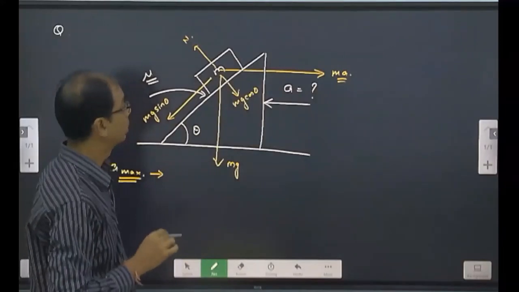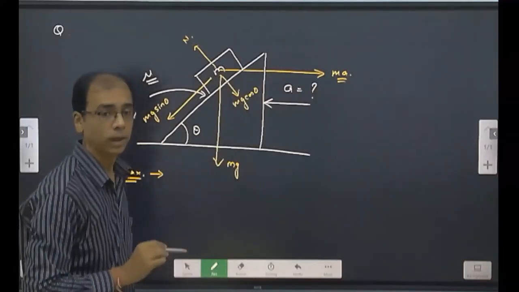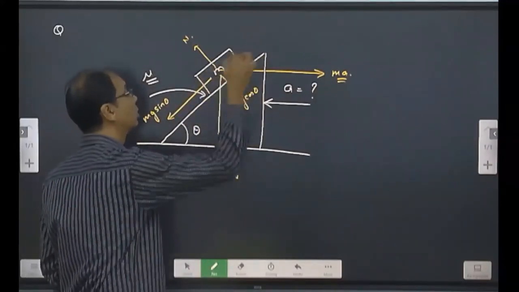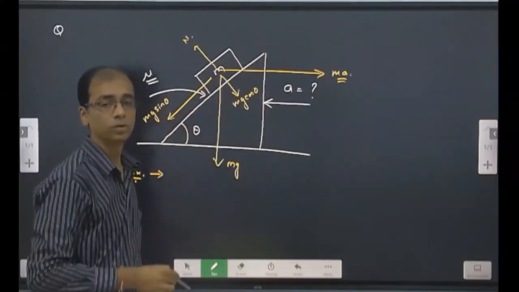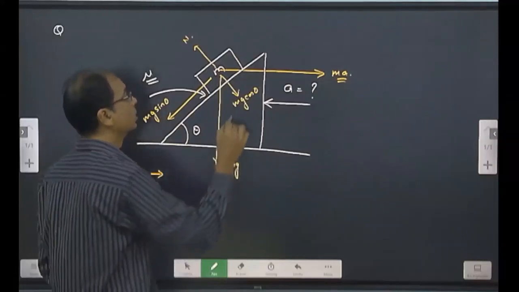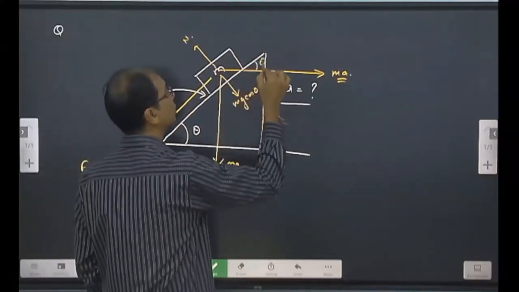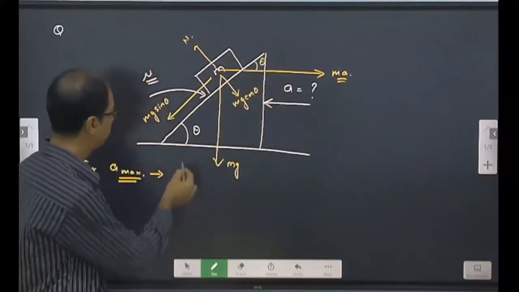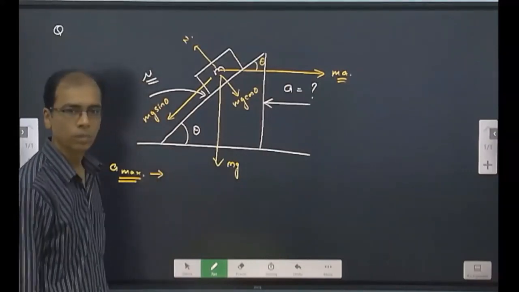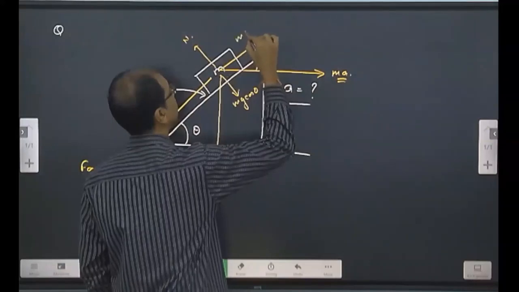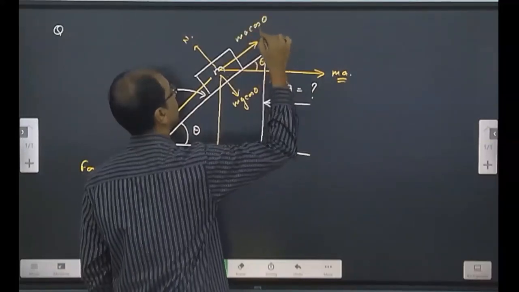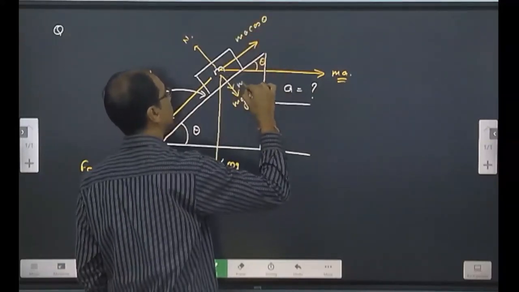Okay. Now its components we have to see. Why components? Because this block is going to go along the plane. So we need to know what component of the pseudo force is acting in that direction. This angle theta is given. We know that this is theta from here. So the component of the pseudo force is here, ma cos theta, and another one is here, ma sin theta.